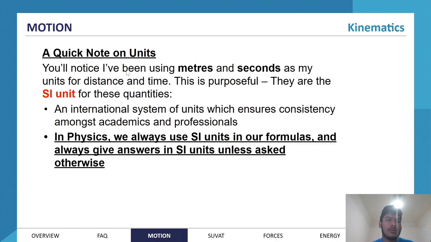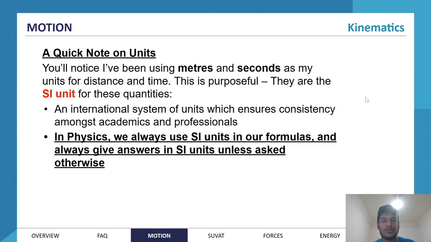Okay, so you'll notice that I've been using meters and seconds as my units for distance and time. This is purposeful because they're SI units. SI is Standard International. I think there's an actual expansion for it in a different language, but SI Standard International is what I usually call it. SI units are an international system of units which ensures consistency amongst academics and professionals.